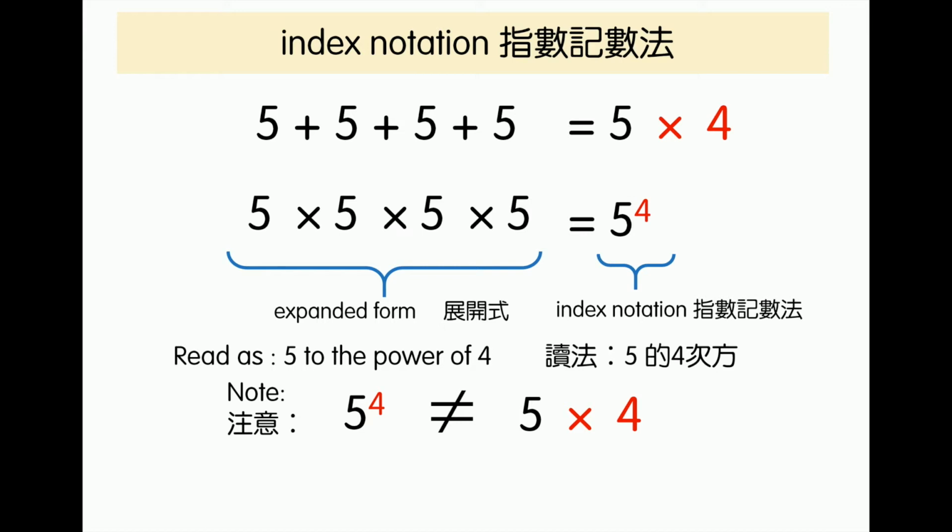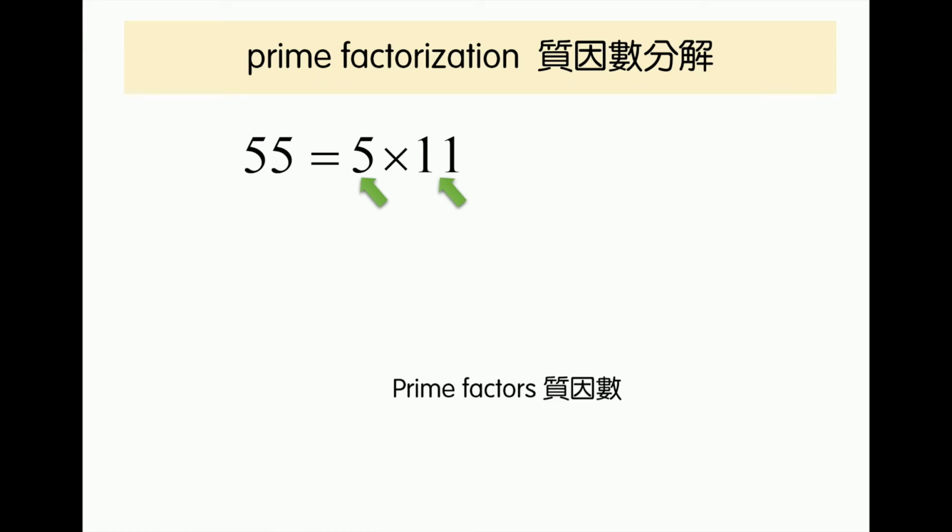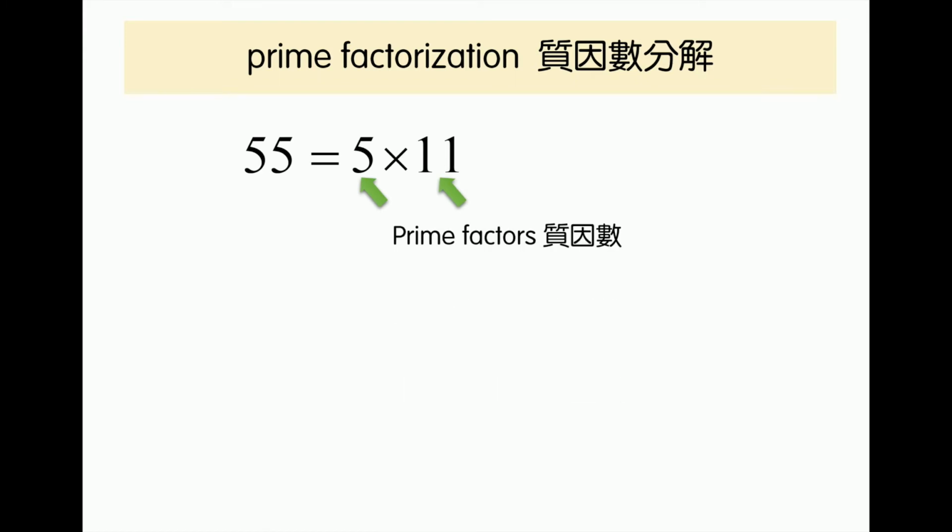Let's talk about what we are going to teach today, which is prime factorization. What is it? If we take apart 55 into 5 times 11, this is its prime factorization. This is because we took it apart by 2 factors, and these 2 factors are prime numbers. And so we have finished prime factorization.